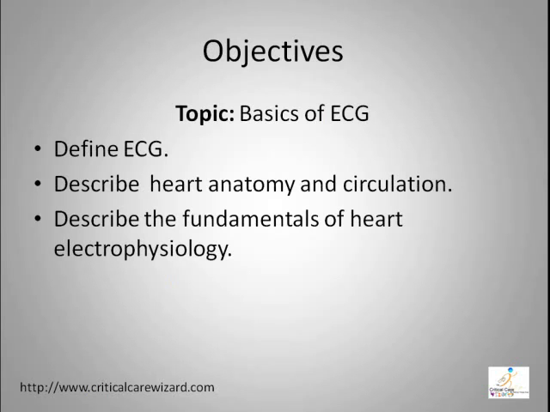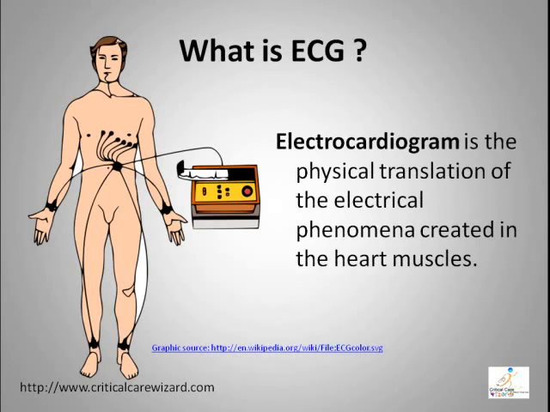The learning objective of this ECG interpretation module is to define ECG and to describe the basic heart anatomy and circulation, and describe the fundamentals of heart electrophysiology. As human heart muscles create an electrical conduction, the physical translation of that phenomenon is called electrocardiogram, or ECG.